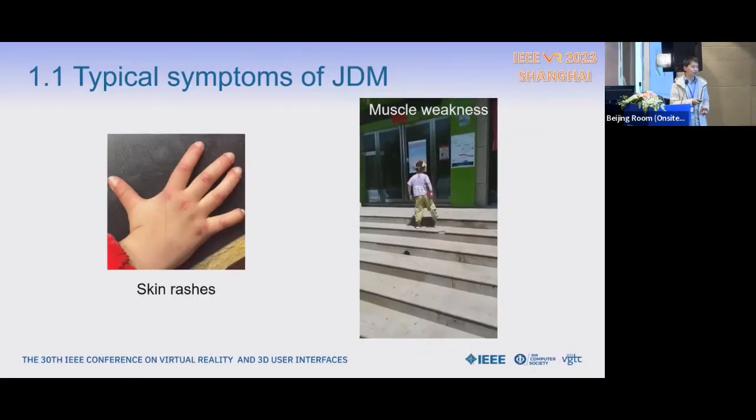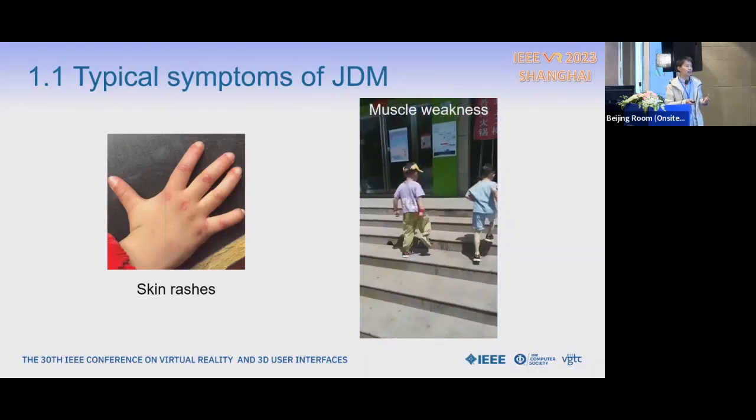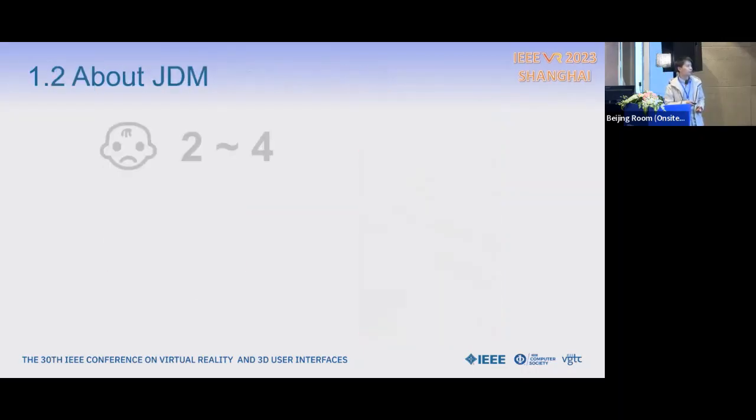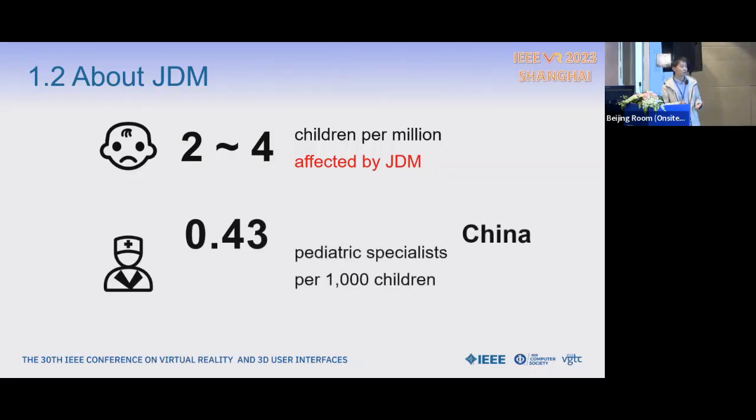As can be seen in the video, the child with JDM staggers when climbing the stairs, where another healthy child climbs the stairs with great ease. JDM has an acute onset and is difficult to treat. There are approximately 2 to 4 children per million affected by JDM. However, the lack of pediatric specialists makes missed assessment and missed access inevitable.